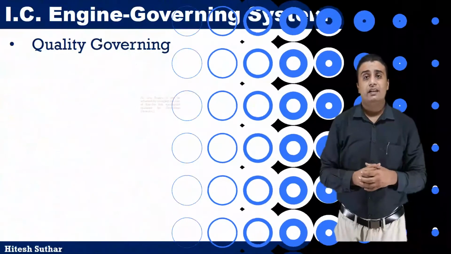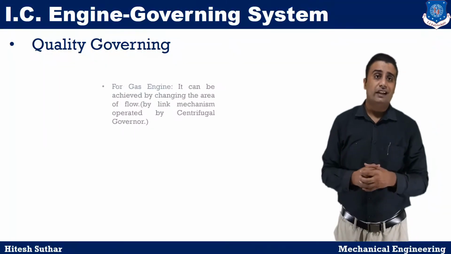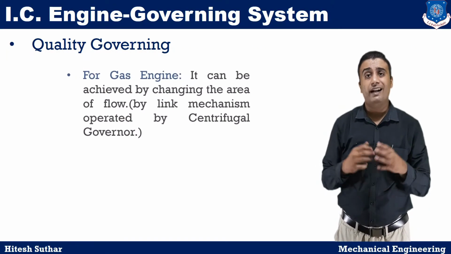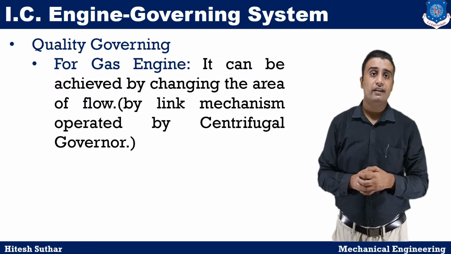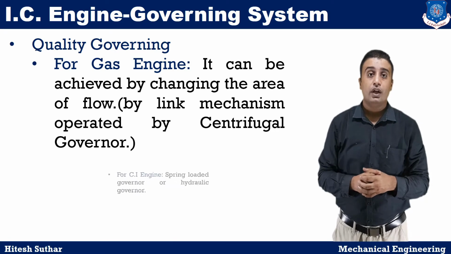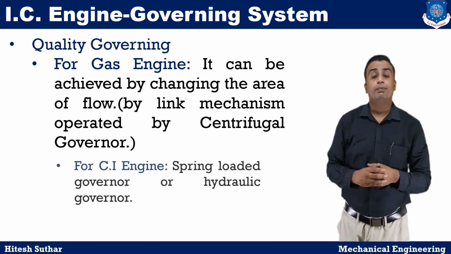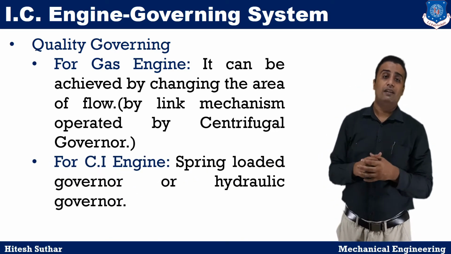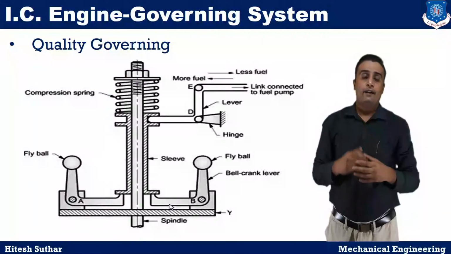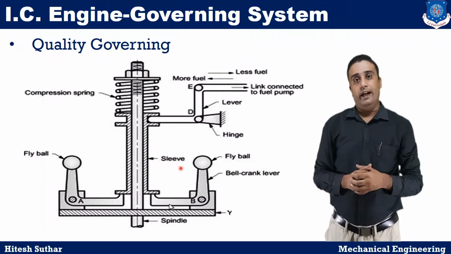For gas engine, it can be achieved by changing the area of flow by link mechanism operated by centrifugal governor. For CI engine, spring-loaded governor or hydraulic governors are used. Let's understand this concept through diagram.